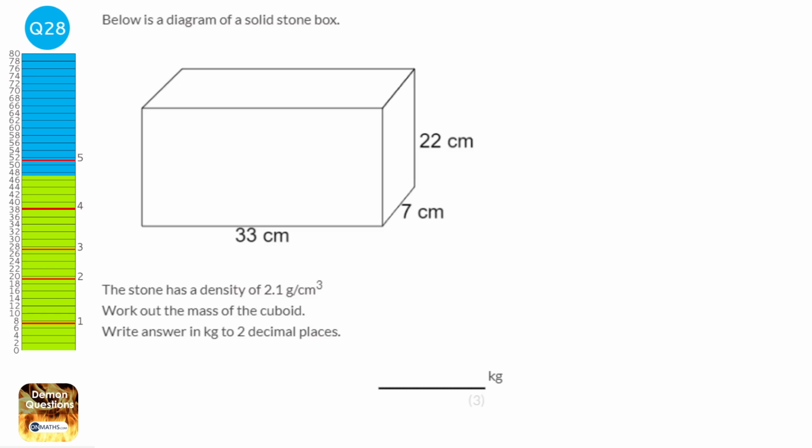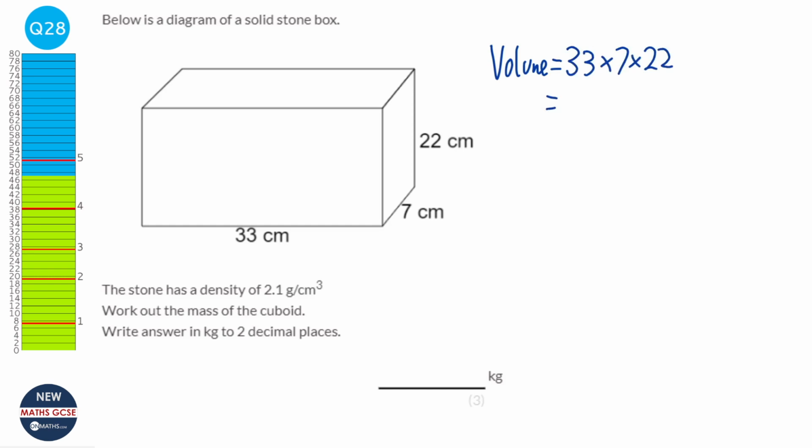Density is given to us in the question, but volume isn't, so we need to work out what the volume of this cuboid is. So the volume is just the 33 times the 7 times the 22. So that would be 5,082, and that would be centimeters cubed.